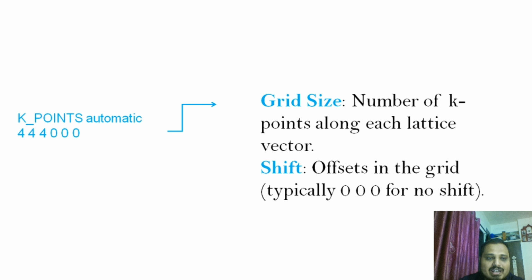Okay, and after that we are writing the shift in the k points. So this is the offset of the grid. If it is written 0 0 0 over here, it means there is typically no shift.